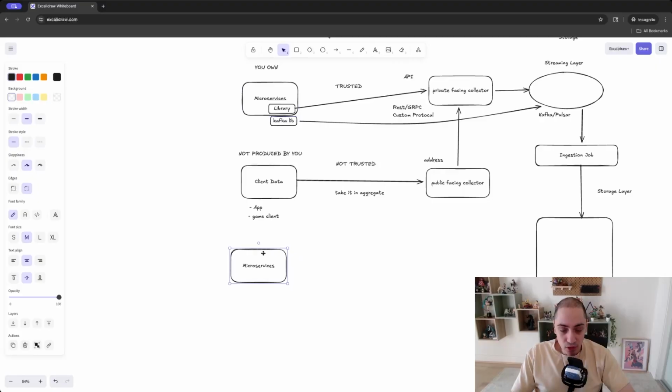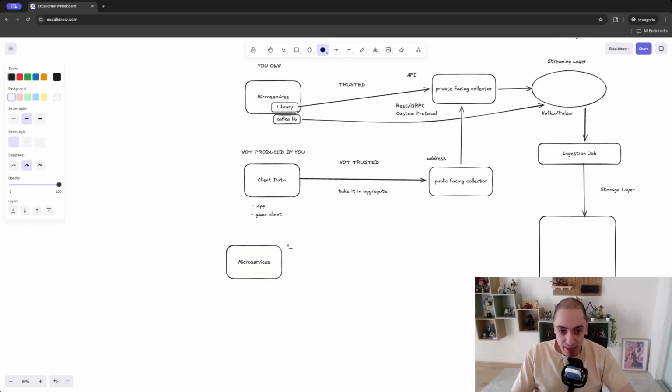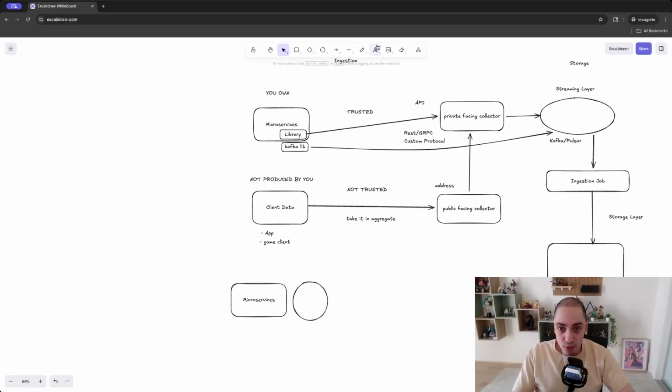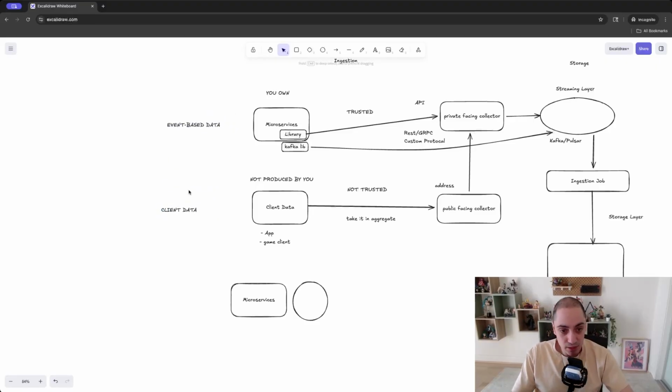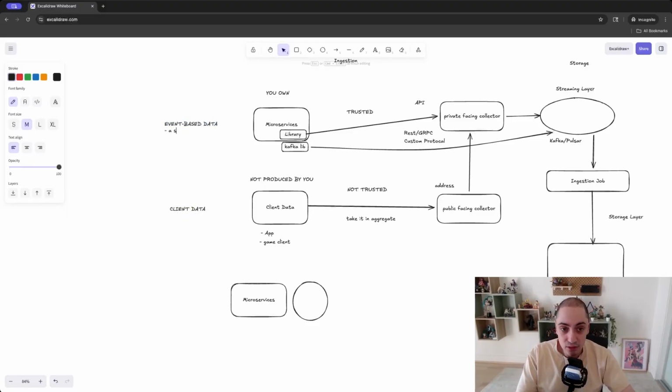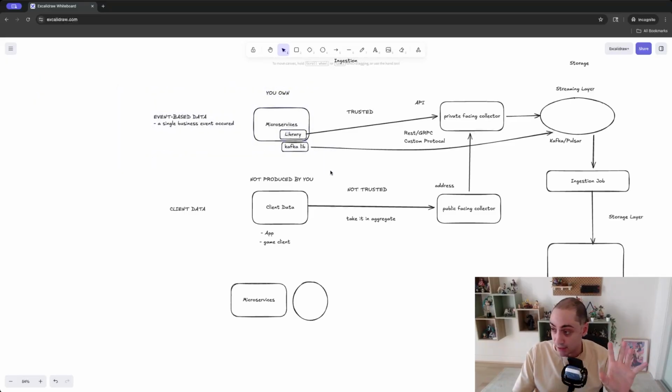So there are also a few things here that can happen, and an example of something that might happen is this here is going to be something called event-based data. So this here is event-based data, and this here is client data. When we're talking about event-based data, the implication of that is that a single business event occurred. So maybe a sale happened, maybe somebody moved something in your application, things like that. And that's how this data gets collected, and it's going to be sent primarily through your code.